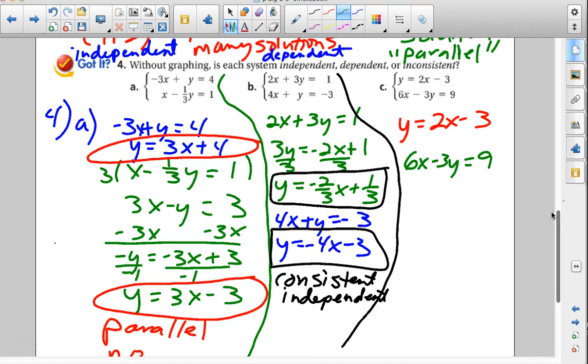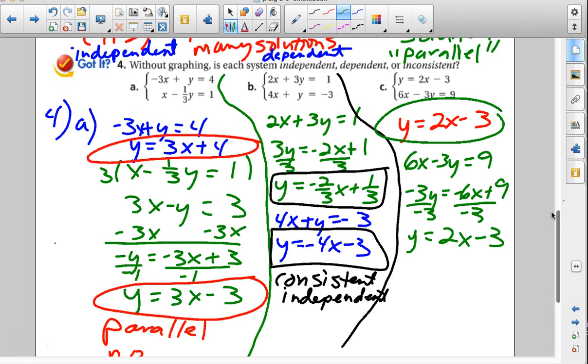What do you want to do with the 6x minus 3y equals 9? Subtract 6x. Then what? Divide by negative 3. So that's going to give us 2x minus 3. What does that mean? Infinitely many solutions. Exactly. It's the same line. So infinitely many solutions.